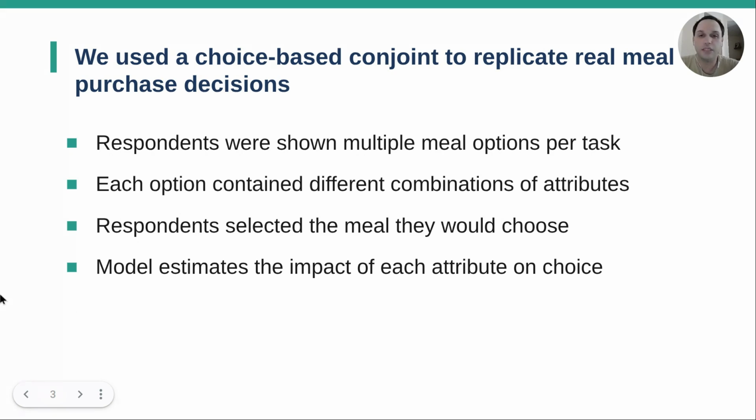In a choice-based conjoint study, respondents are shown multiple options and asked to choose the one they would purchase. Each option contains a different combination of attributes. By observing these choices repeatedly, we can estimate how much each attribute influences decision-making. The key idea is that people reveal their preferences through choices rather than directly stating them.